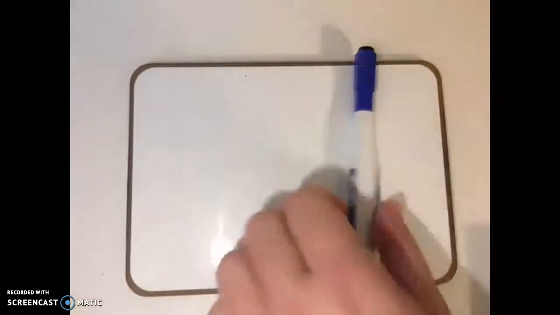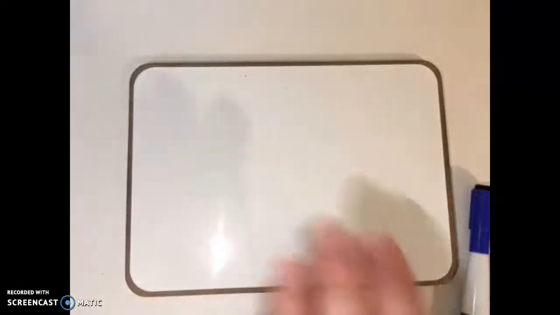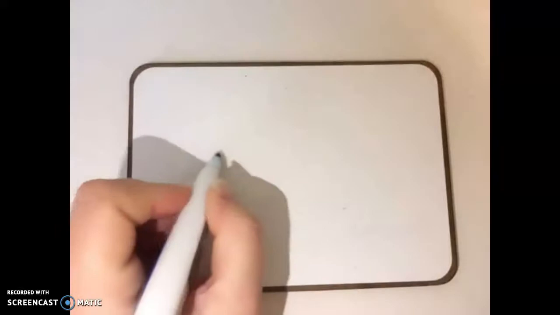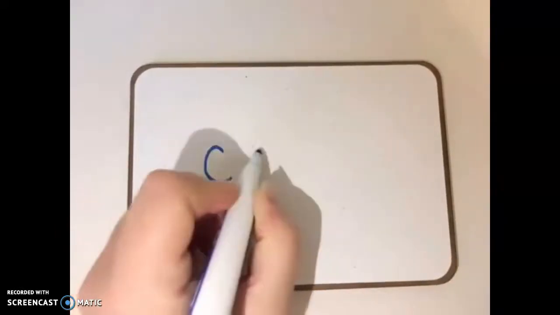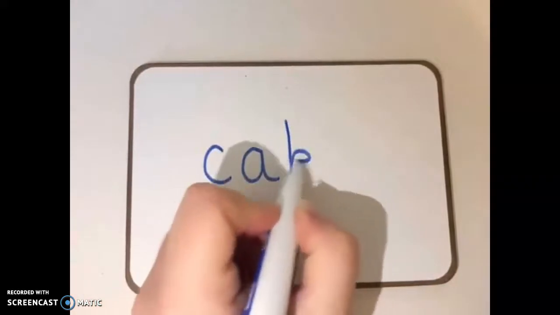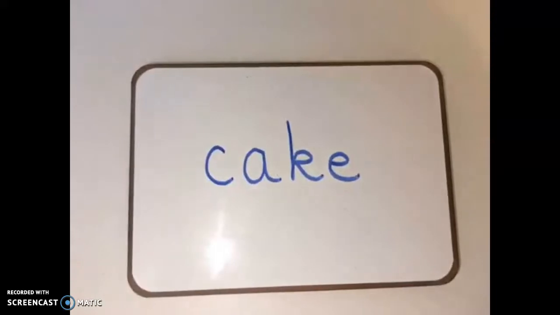All right, so the first thing we need to do is we need to write the word cake. So on your paper or on your whiteboard, please write the word cake. You can pause the video. All right, so the word cake is spelled K-A-K, and there is a silent E on the end.